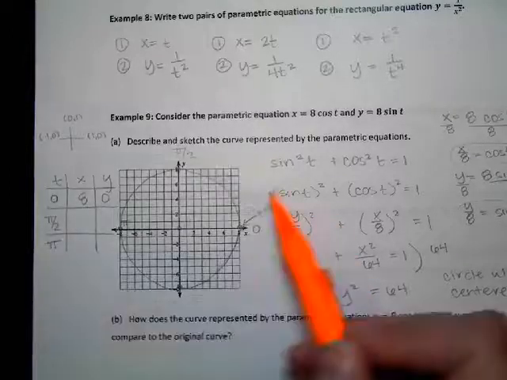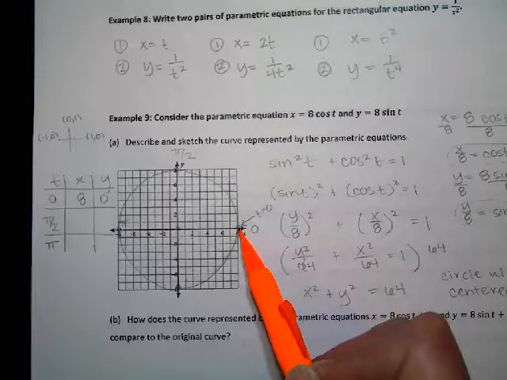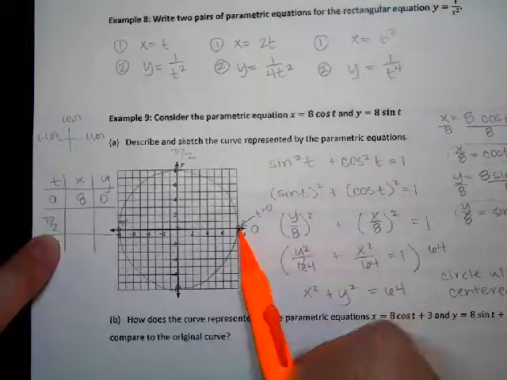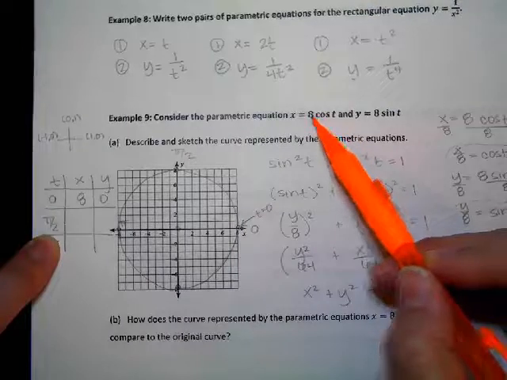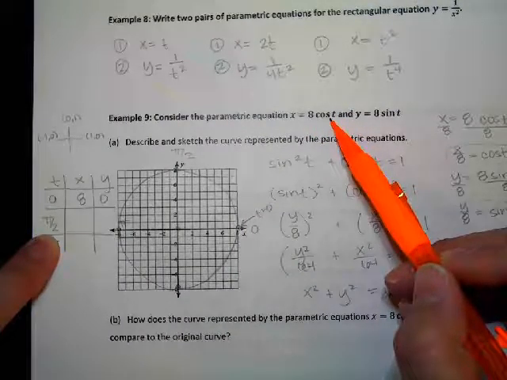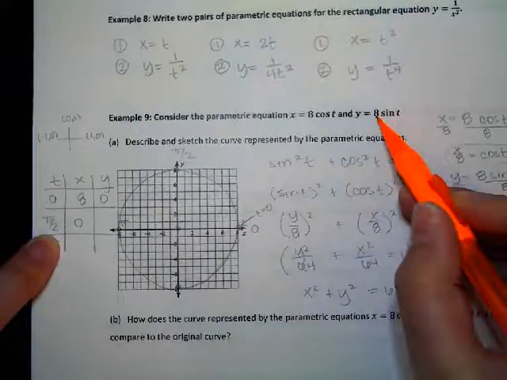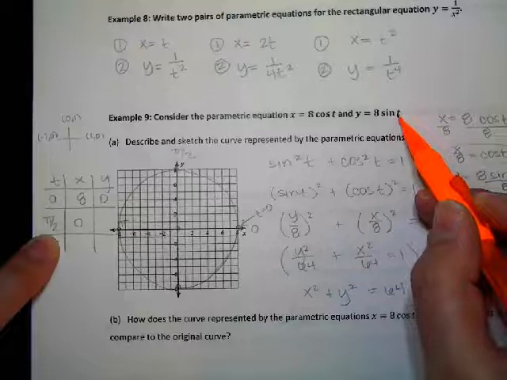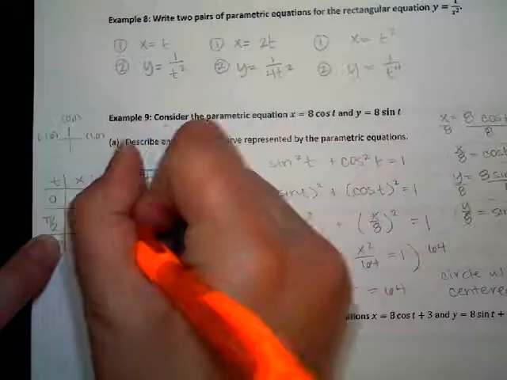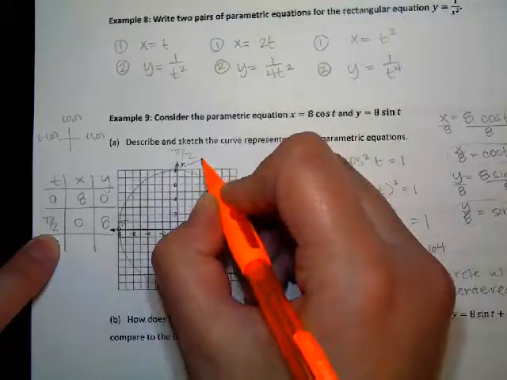So then if we do pi halves, we have 8 times cos of pi halves is what? 0. And then 8 times sine of pi halves is 8. And so 0, 8 is right here, and so this is t equals pi halves, and so our arrow is going this way.